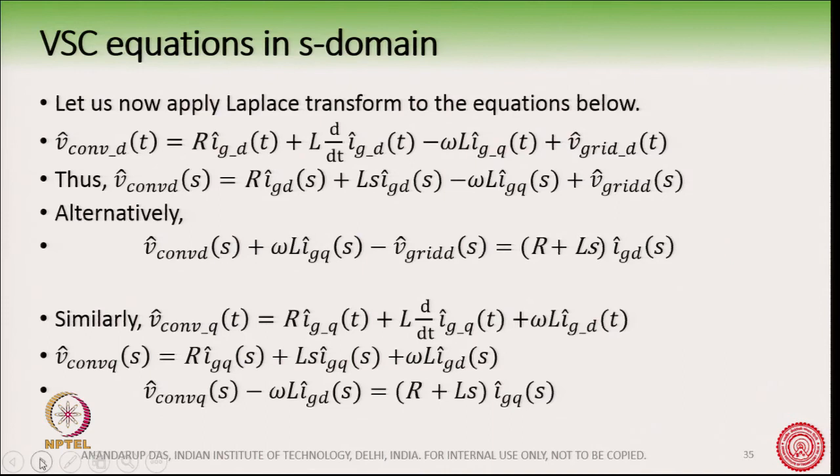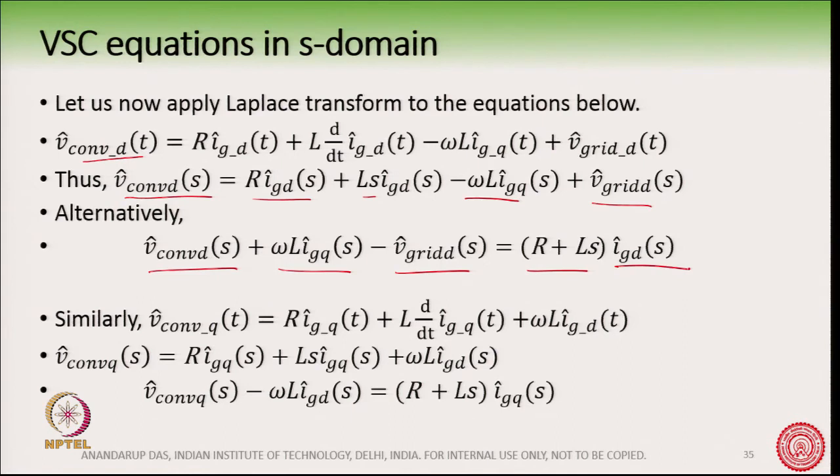In order to get the transfer function, we will apply the Laplace transform to these equations. These were all in the time domain, now we go into the S domain. So V conv d(S) is R I G D(S) plus L S I G D(S) minus omega L I G Q(S) plus V grid d. We can collect all these terms and simplify: V conv d(S) plus omega L I G Q(S) minus V grid(S) is R plus L S times I G D(S).